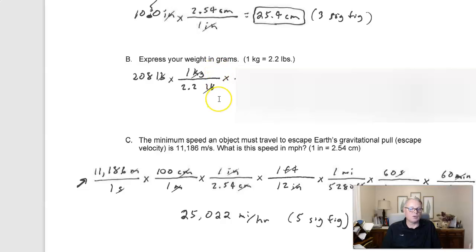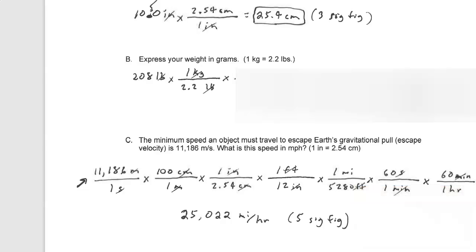What if we just quit right here and did the math? What would my answer be in? It would be in kilograms, because that's the unit I have left, right? But do I want it in kilograms? No, I want it in grams. So what do we do about that? Well, we draw another factor.